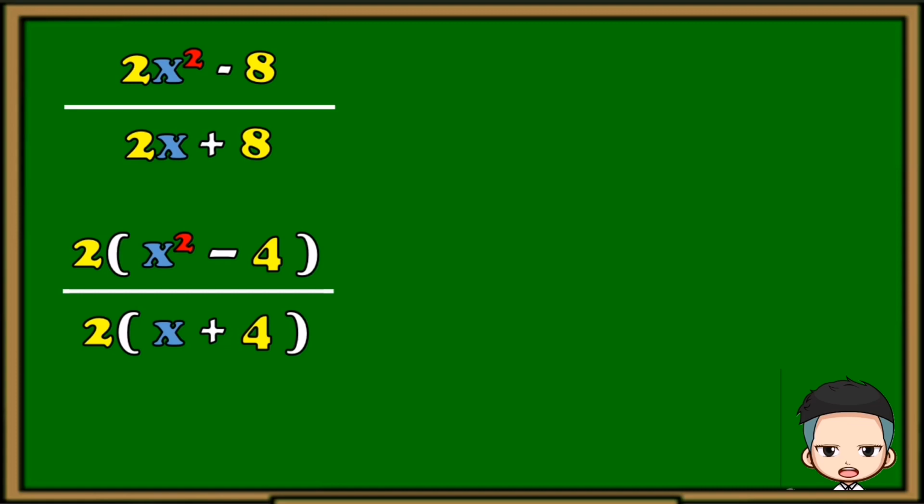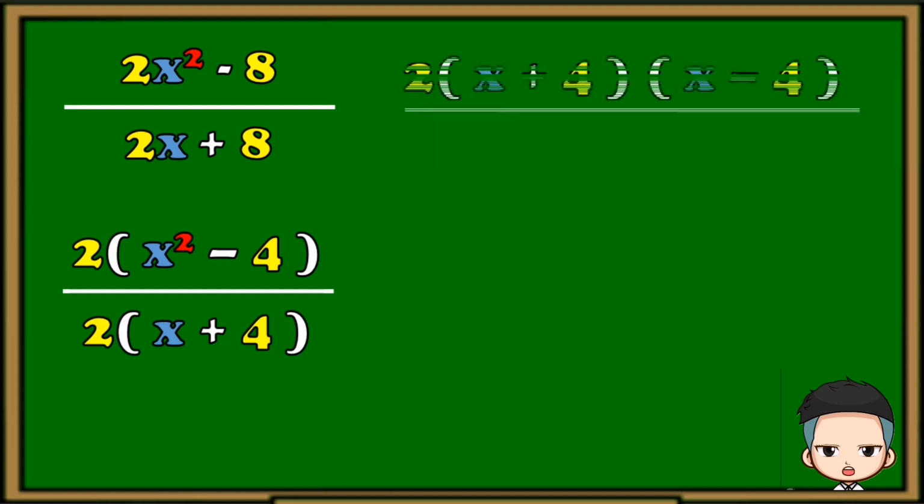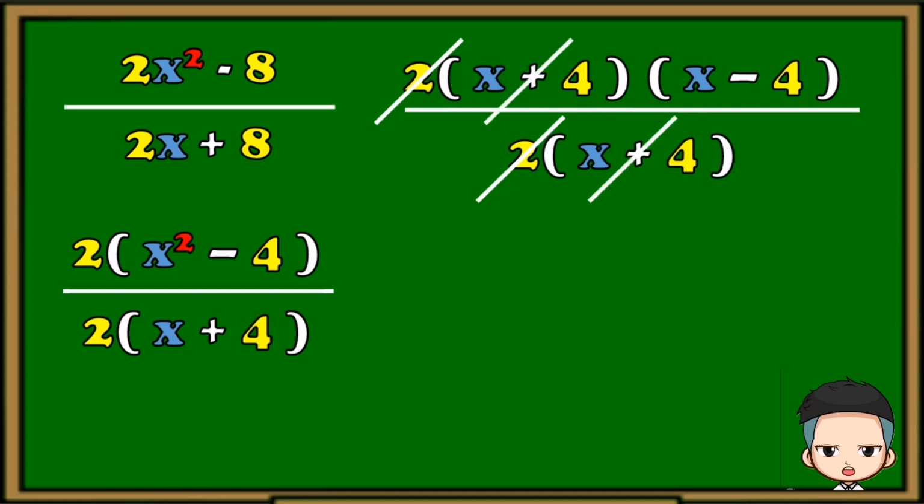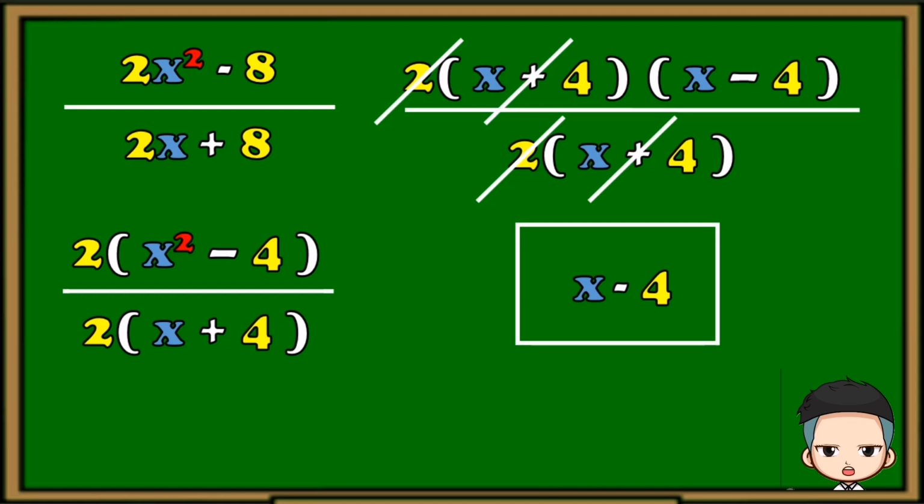Going back to the numerator, we can still factor x squared minus 4 since it is an example of difference of two squares. Copy the 2 and write the factors of x squared minus 4. Next, just copy the denominator. Now, we can cancel the common factors on the numerator and on the denominator. Then just copy the remaining factor. Our final answer, x minus 4.